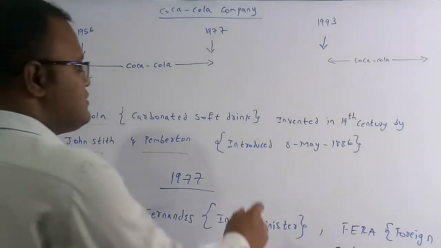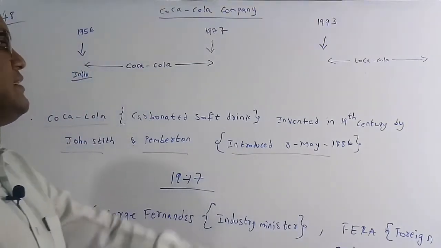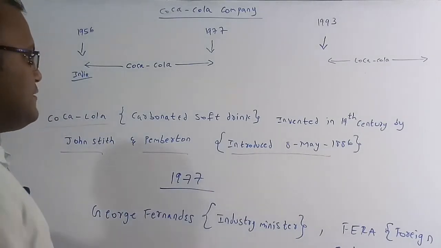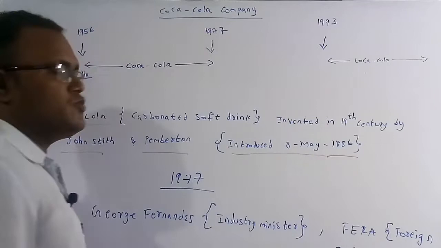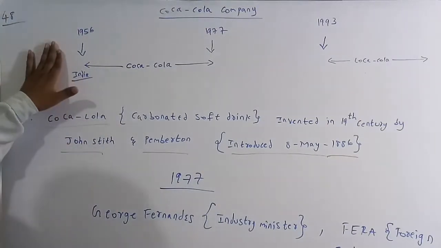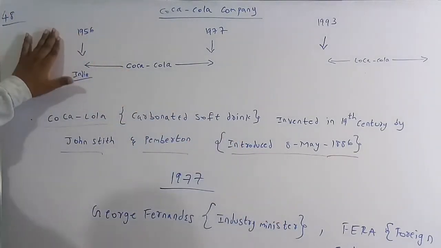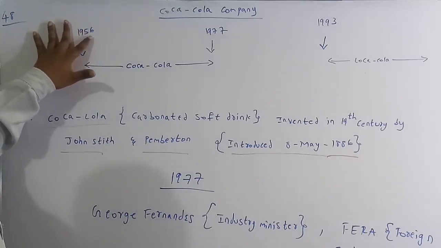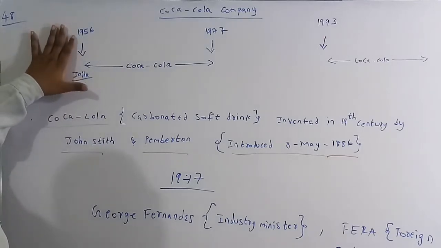This company was introduced on 8th May 1886. On this date, 8th May 1886, this company was started. Then this company expanded to countries all over the world and came to India. It expanded from 1886 and finally came to India in 1956. In the year 1956, the Coca-Cola company came to India for the first time.